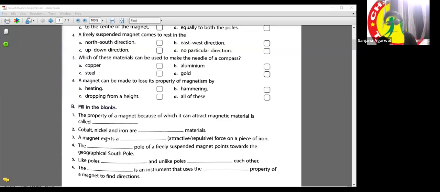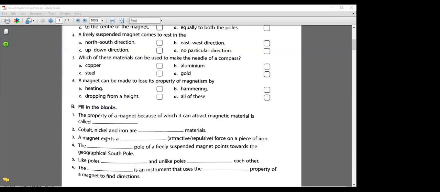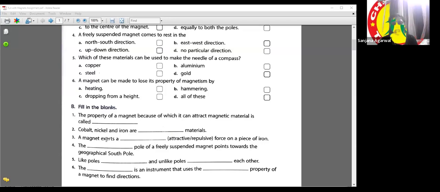Oh, Neha, why south pole? Oh yeah, ma'am, it's not. Well, this is a bit of a complex discussion. So this also I need to confirm, because I also doubt whether it is north pole or south pole that points.